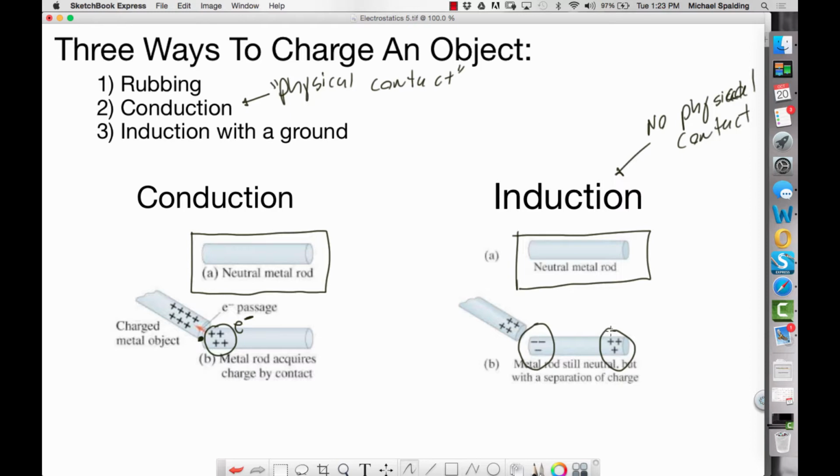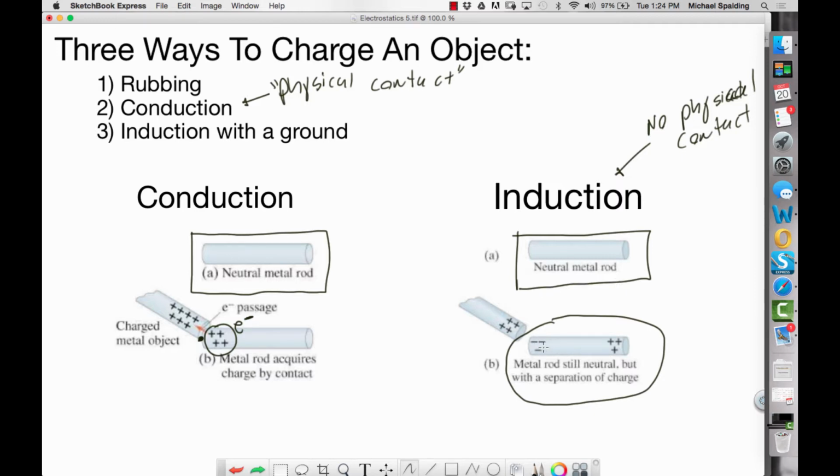Now is that permanently charged? Because once you take this rod and pull it away, what's going to happen to the neutral rod? It's going to go back to being not charged in any place. So I guess what I'm trying to say is this. When you have induction alone, did we provide a net charge to this neutral rod? Was there a net charge provided to it? No. All that happened is that we separated the charge.